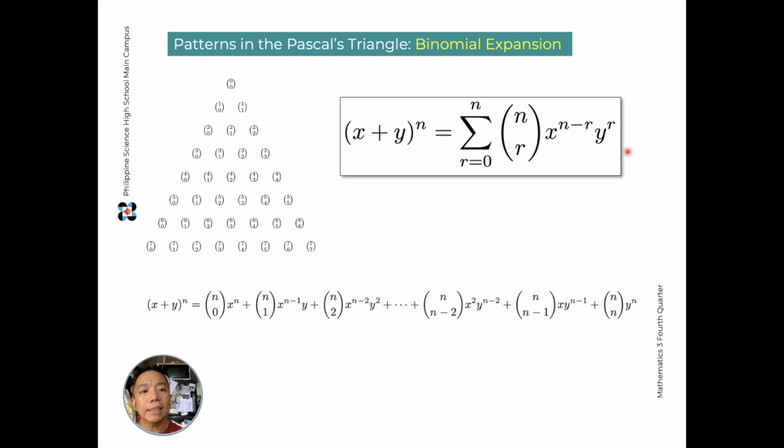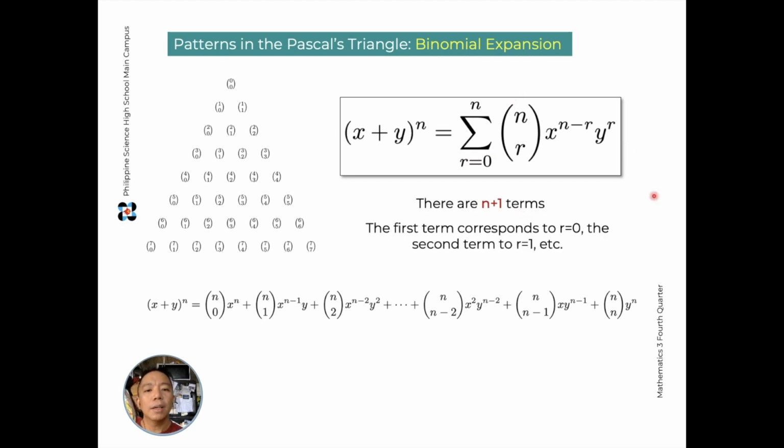You should keep in mind that since we're counting from 0 to n, that there are n plus 1 terms. And yung first term, nagko-correspond siya when r equals 0. The second term, nagko-correspond when r equals 1. And so on, till you get to the last term, which is the r plus 1 na term.